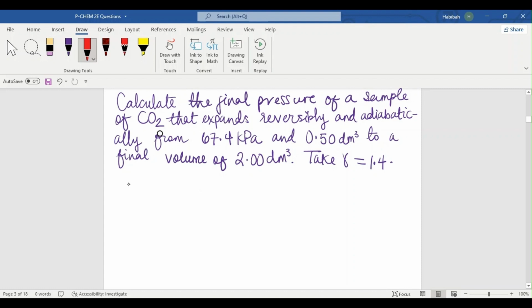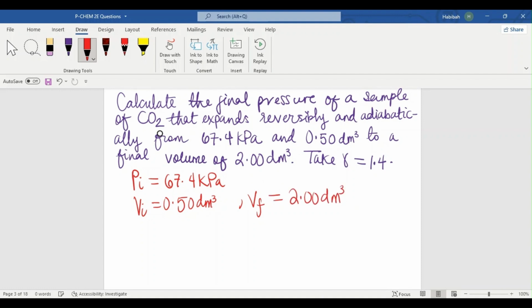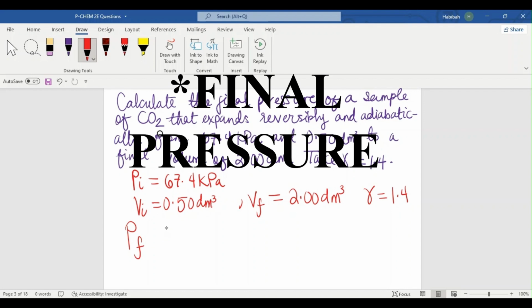We're told that the initial pressure is 67.4 kilopascal. And we're told that the initial volume, V initial, is going to be 0.50 dm cubed, and the final volume is 2.00 dm cubed. We're also told that gamma is 1.4. And all of this information requires us to find the final pressure. So the first thing you have to note is this.